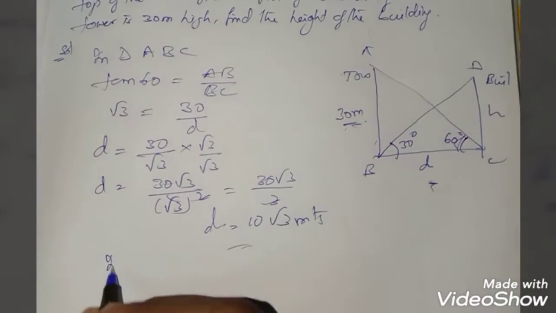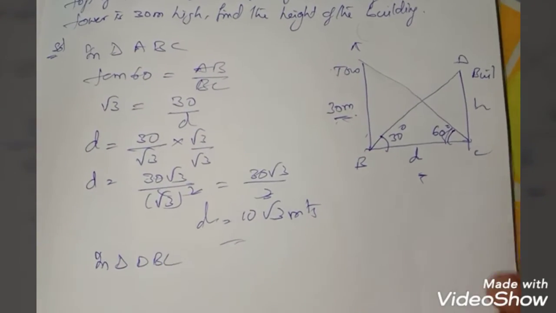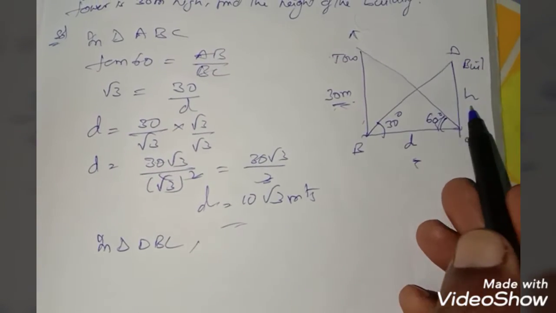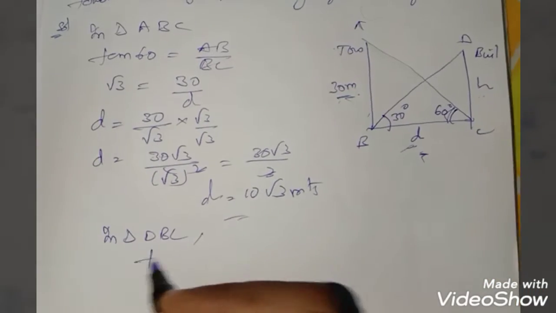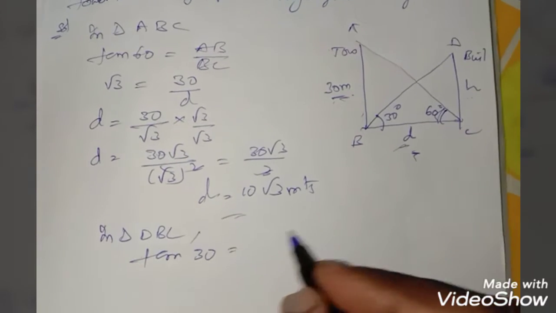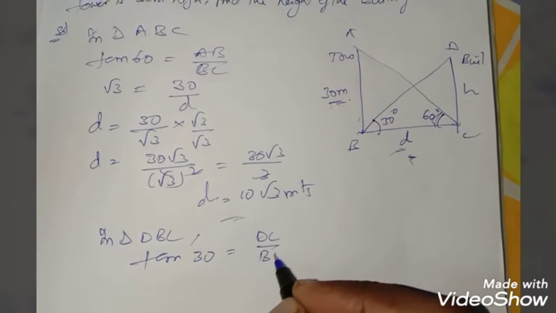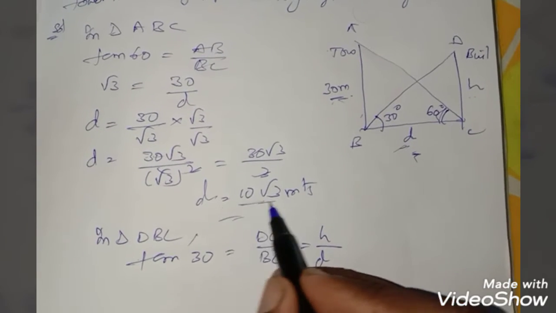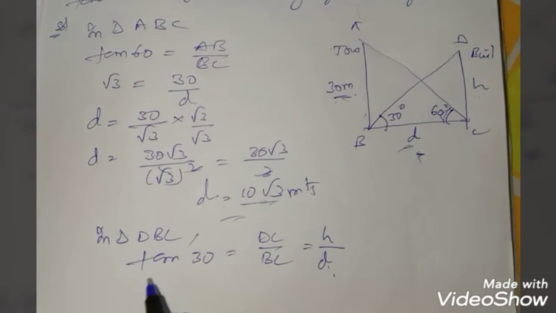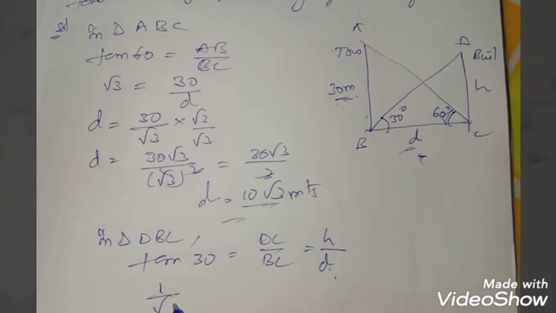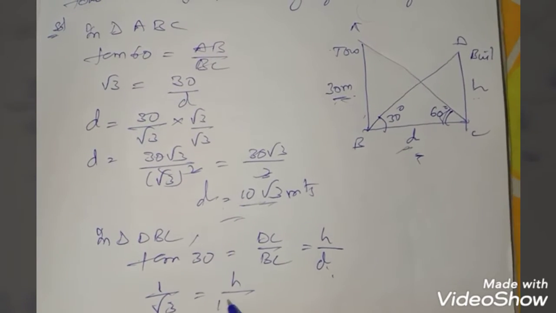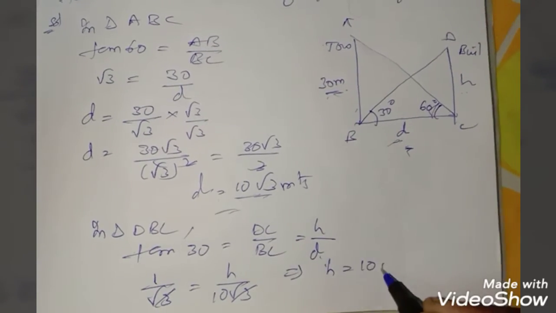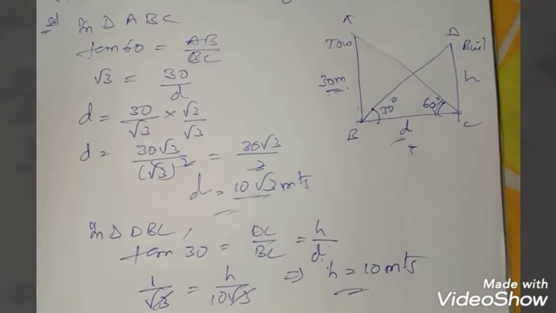Now consider triangle DBC. If I consider this triangle DBC, you will get opposite and adjacent, that is tan 30 is equal to DC by BC, where DC is nothing but H, BC is nothing but D. So already we have got the value of D. In the place of D, substitute 10 root 3, where tan 30 value is 1 by root 3 equal to H by 10 root 3, where root 3 is cancelled. So H is equal to 10 meters. So like this you are finding the height of the building.